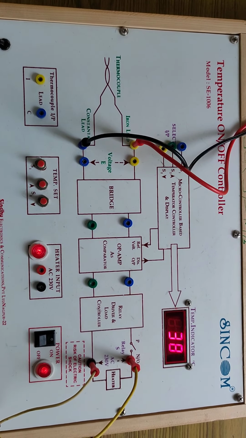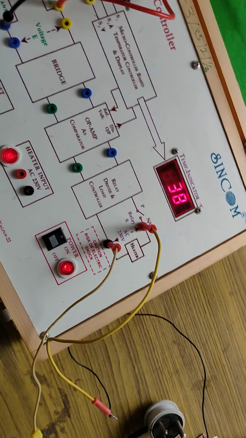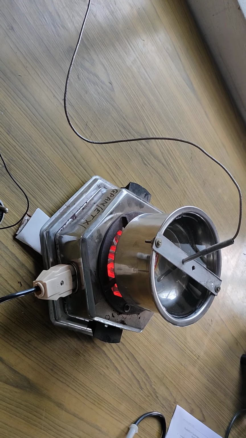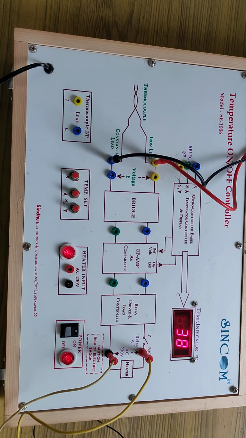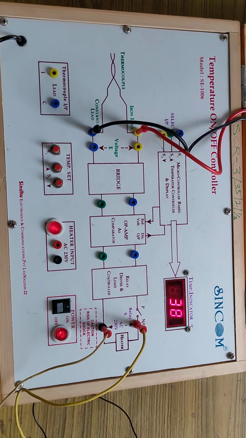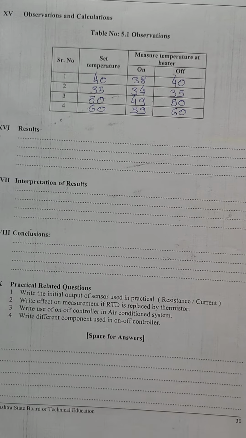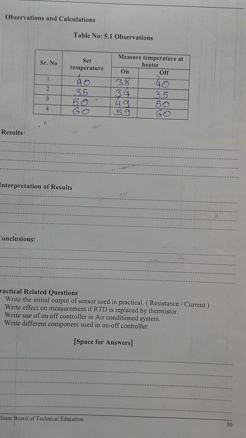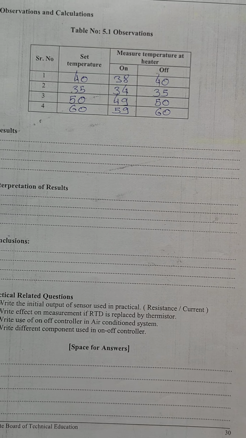So as soon as the temperature of water becomes 38, if you see the heater, now the heater is on. So in this way, this on and off controller will work, and it maintains the temperature of water at 40 degrees Celsius. If you have set 40 degree temperature, the heater will be on at 38 degrees Celsius, and when water temperature becomes 40, it will be off.